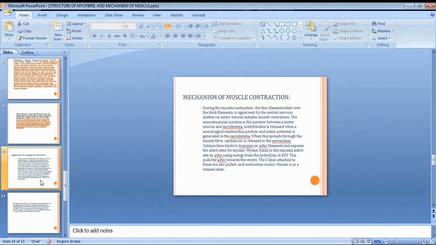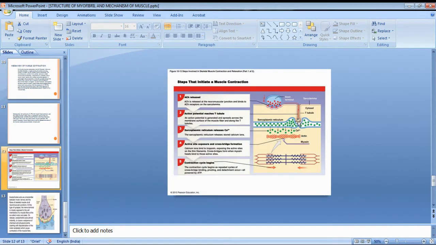Okay, next coming to the point, mechanism of muscle contraction. During muscle contraction, the thin filaments slide over the thick filaments. A signal sent by the central nervous system via motor neurons initiates muscle contraction. Okay, the neuromuscular junction is the junction between a motor neuron and the sarcolemma.